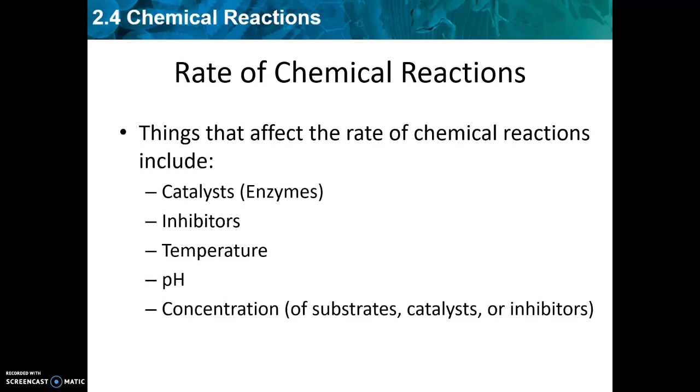We also need to consider, are there things like inhibitors? Just like the name says, if you inhibit something, you're stopping it or preventing it. There are molecules that inhibit chemical reactions. Sometimes that's a good thing. Sometimes you don't want a chemical reaction to take place. Temperature is another factor that can affect the rate of a chemical reaction, as well as pH. And then also the relative concentrations of your substrates, of the catalysts, or the inhibitors, depending on how many of those molecules you have in the solution, that can also impact the rate of your chemical reaction.